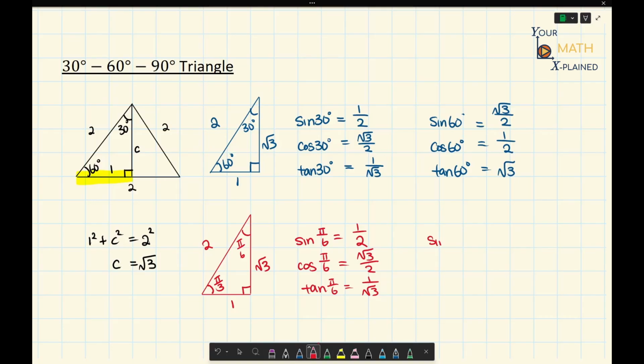Repeat the same thing for radians. We get sine of pi over 3 is root 3 over 2. Cosine of pi over 3 is 1/2. And tangent of pi over 3 is equal to square root 3. And there you have it. These are our 2 special triangles and all the trig ratios corresponding to them.